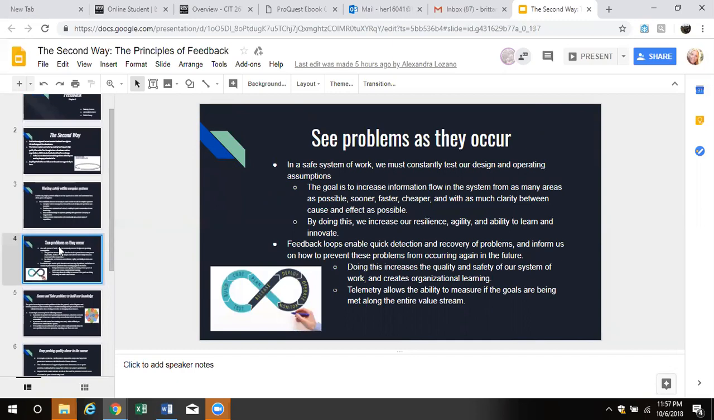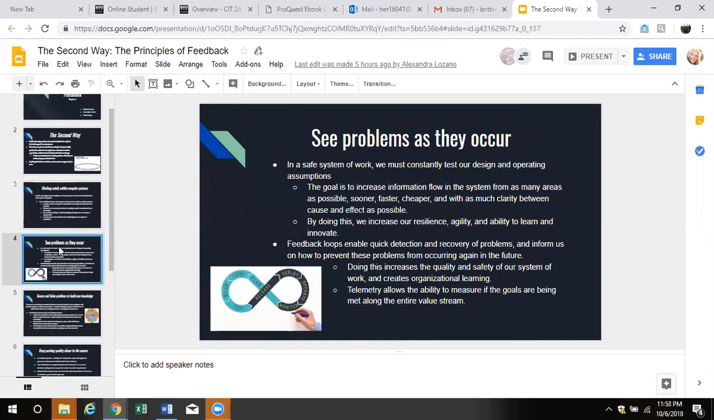Seeing problems as they occur. In a safe system of work, we have to constantly test and design the operating system and how things get manufactured. The goal is to increase the information flow in the system in as many areas as possible, as soon as possible, as fast as possible, and as cheap as possible. By doing this, we increase our resilience and our agility and ability to learn and innovate. Feedback loops enable quick detection and recovery of problems.